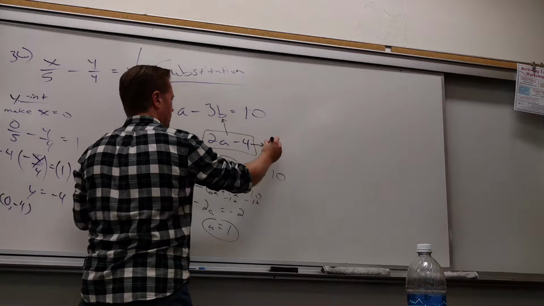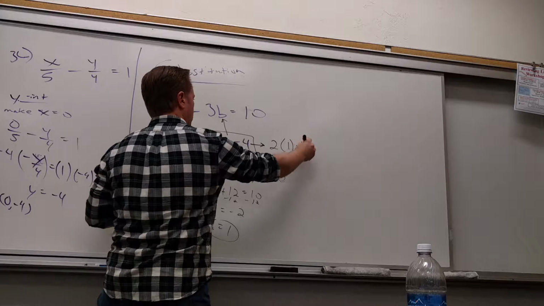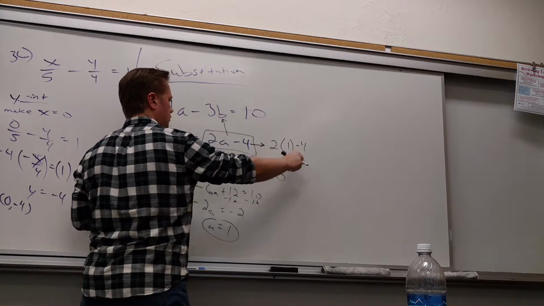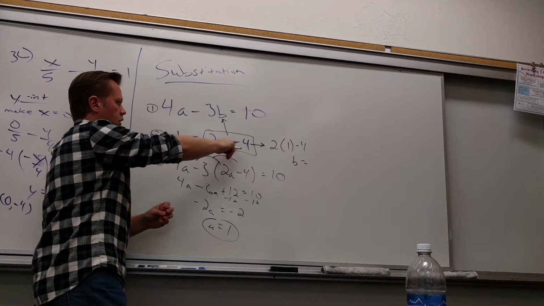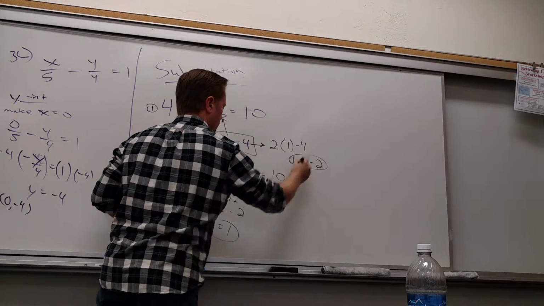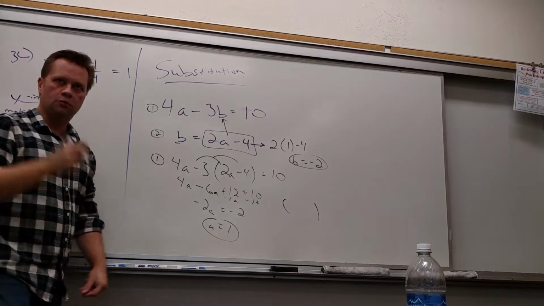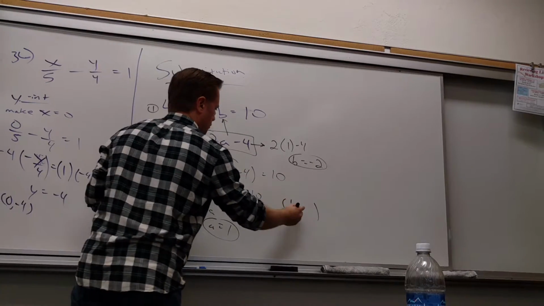And then b will be twice 1 minus 4. You guys see that? I know a is 1, so I can just plug it in. So then b is 2 minus 4, negative 2. So the answer would be 1, negative 2, in beautiful alphabetical order.